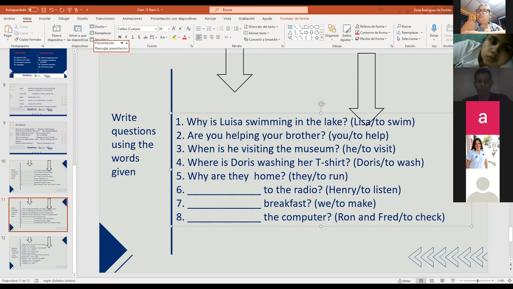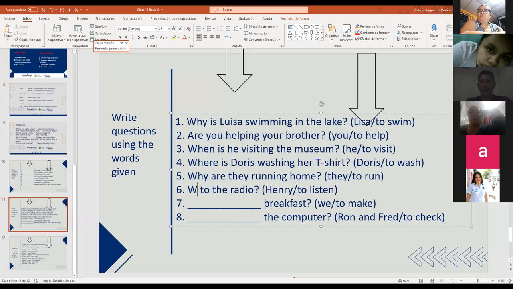Why are they running? Why are they running home? Because it's raining. Ya vieron que montón de why no salen. Porque de chiquito preguntamos why. Why se acuerdan? Okay, what about number six?